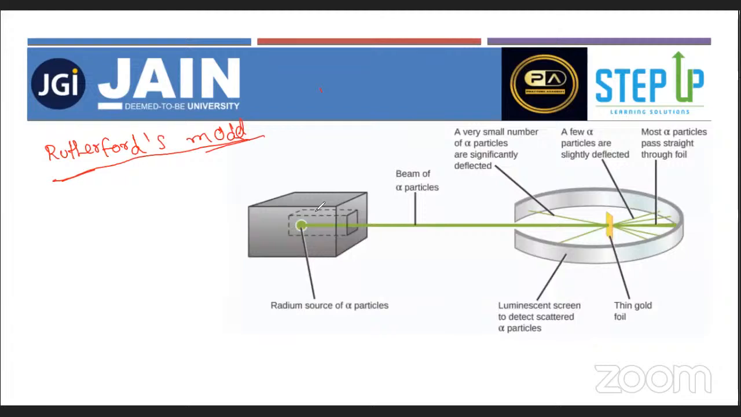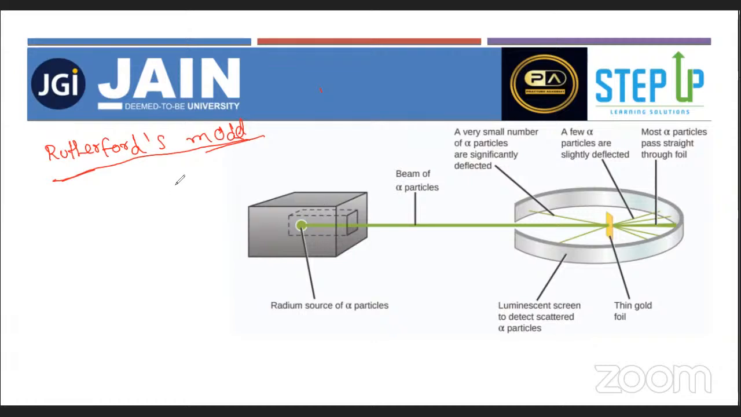Thomson did the last experiment which we studied, the cathode ray experiment. The cathode ray experiment was done by J.J. Thomson. Rutherford was working with him. So what Rutherford did later was to verify whatever J.J. Thomson had said. He did an experiment.